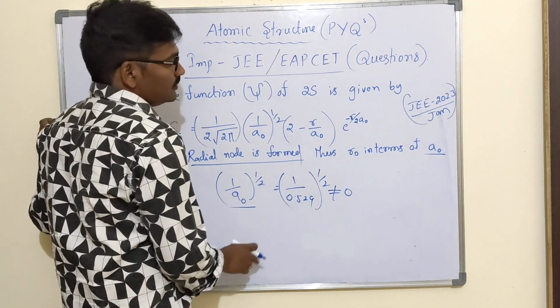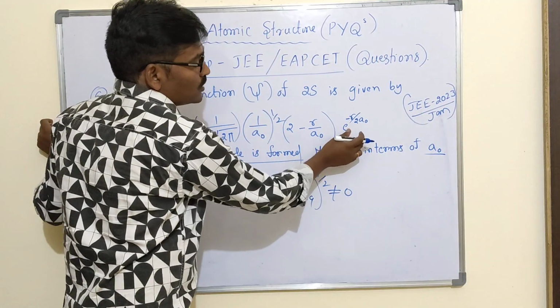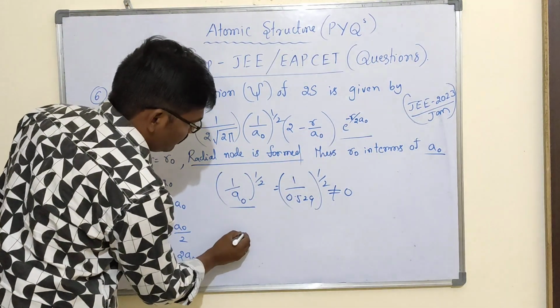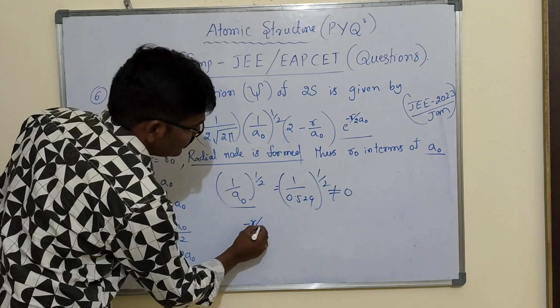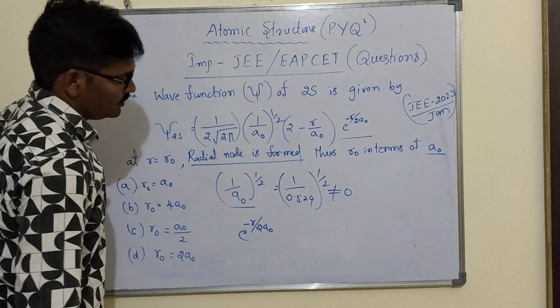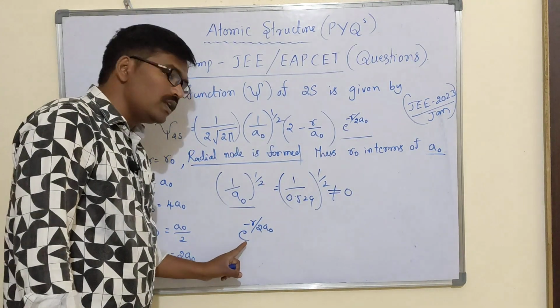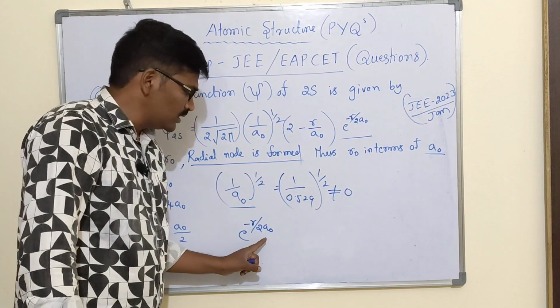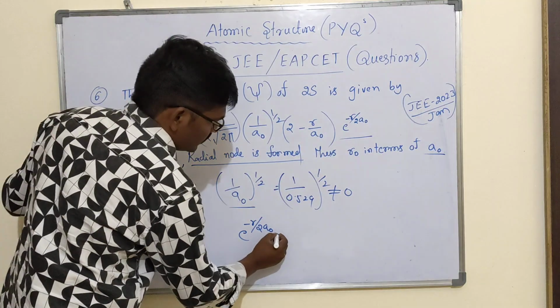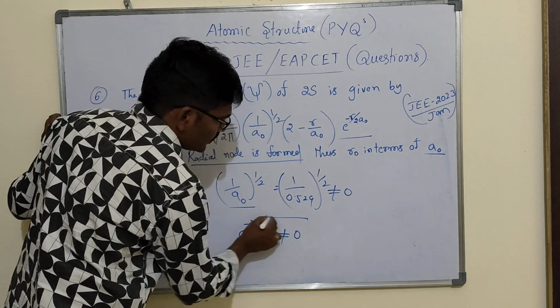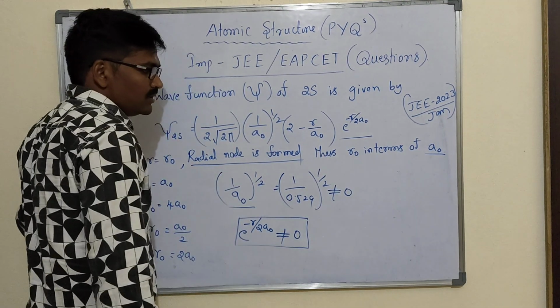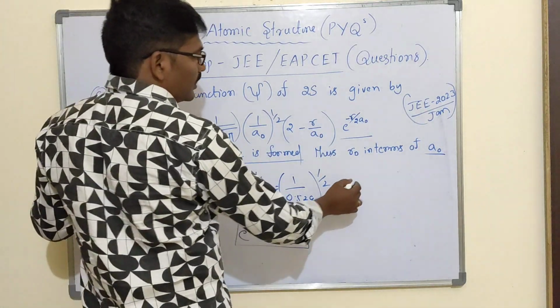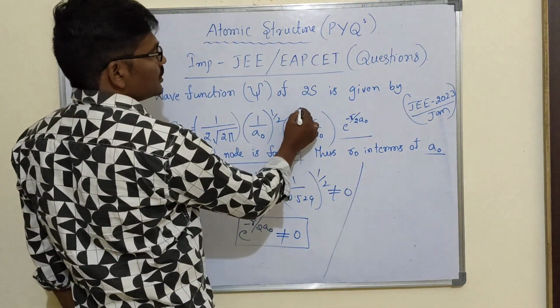Then look at the next term, e power minus r divided by 2a naught. This is an exponential term, and we already know that it is one of the properties of an exponential term that it is never zero. So when it is never zero, only one term remains.